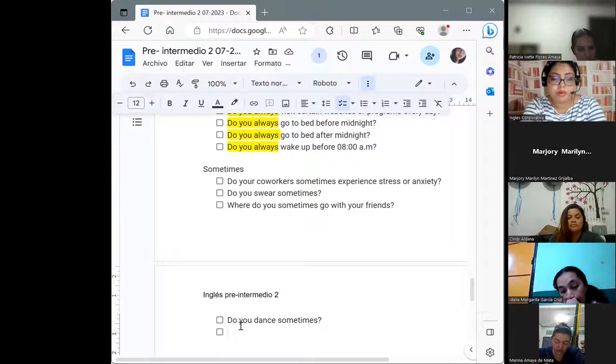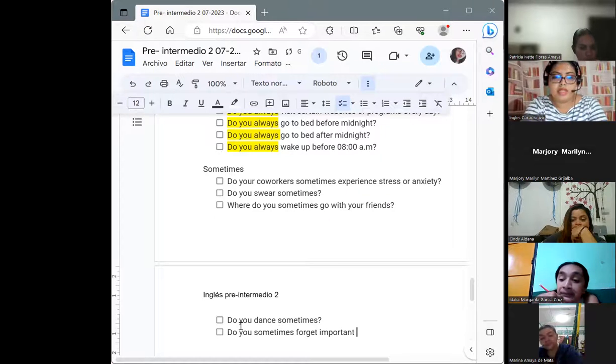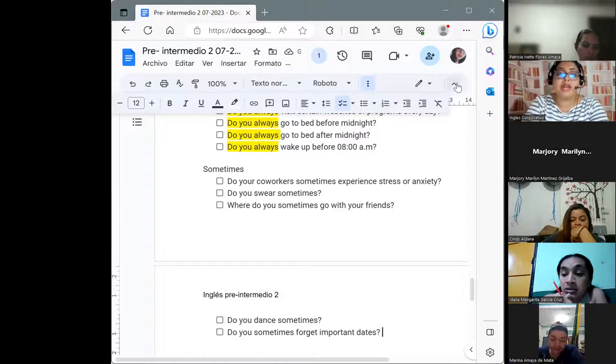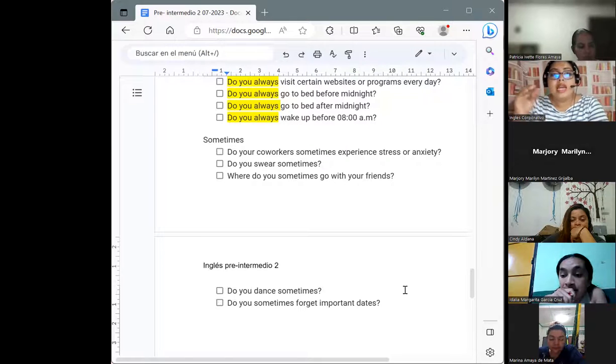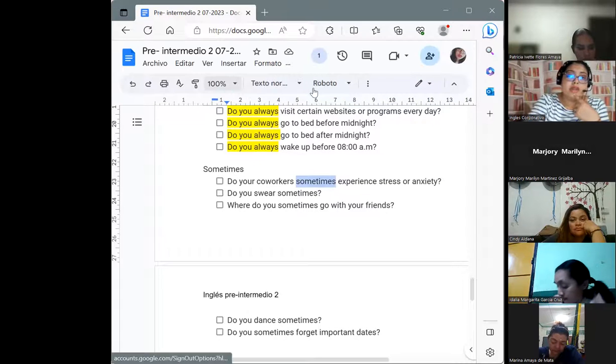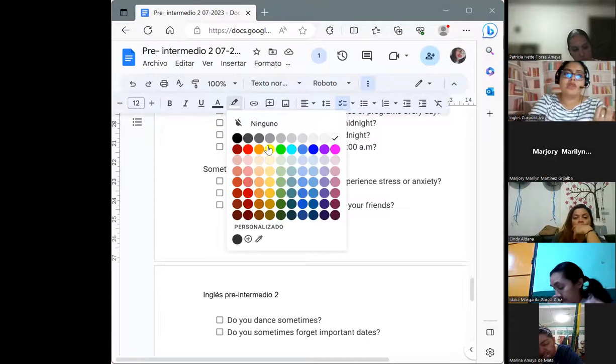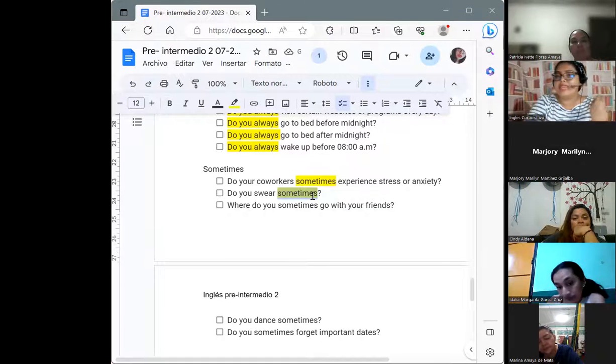Do you sometimes forget important dates? Maybe yes, maybe not, because we are very organized, or maybe, I don't know, different kind of things. Aquí podemos ver que la palabra sometimes no siempre va en el mismo lugar. In the first question, we have the word sometimes in the middle of the question. And in the second one, we have the word sometimes at the end. And it is incorrect? No, it is correct, because this one we can move through the statement.